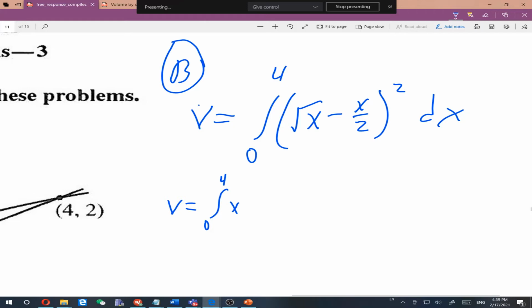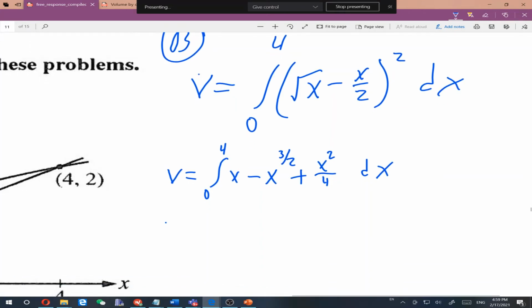Minus 2ab, so 2 times root x times x over 2. Then plus b squared. b is negative x over 2, so negative x over 2 times negative x over 2 is positive x over 4. Positive x to what power? Squared, over 4. In terms of x. Then we need to integrate this.